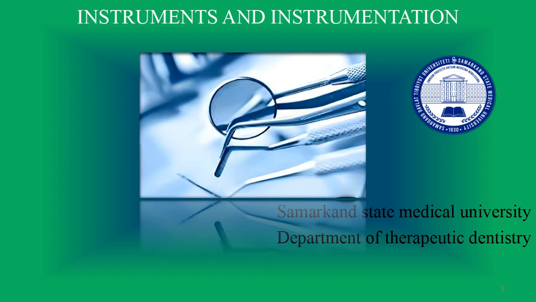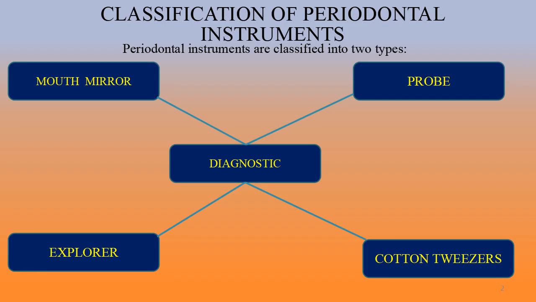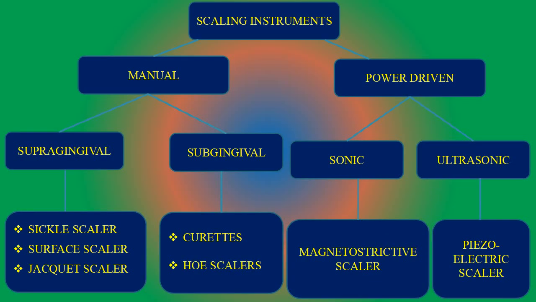Instruments and instrumentation. Classification of periodontal instruments. Periodontal instruments are classified into two types: diagnostic instruments, which include the mouth mirror, probe, explorer, and cotton tweezer.